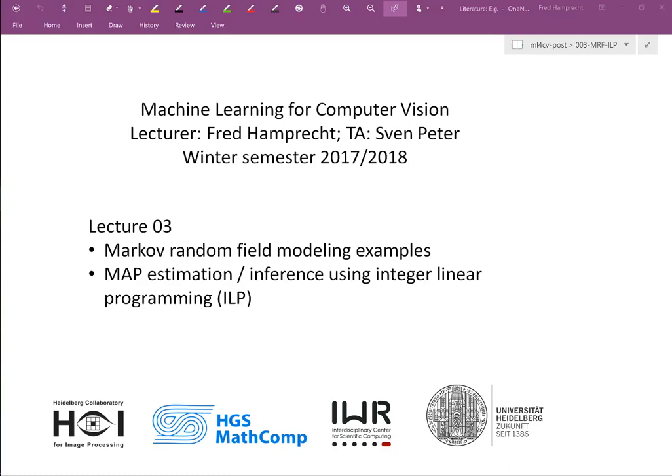I will start today with a brief review, then show you a very different kind of Markov random field just to give you an impression of the kind of modeling that can be done. And then we'll be talking at length about how to find the most likely solution in an undirected graphical model, or equivalently the minimum energy solution if you prefer to think in terms of energies.